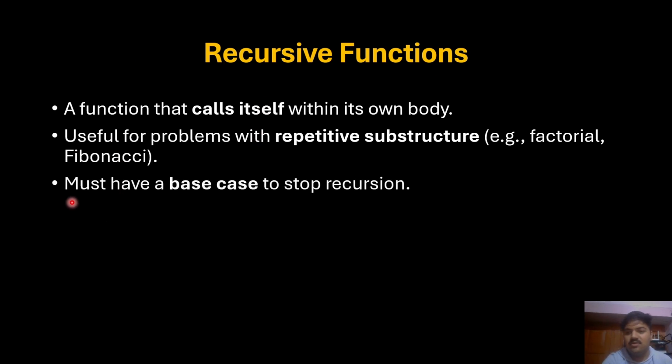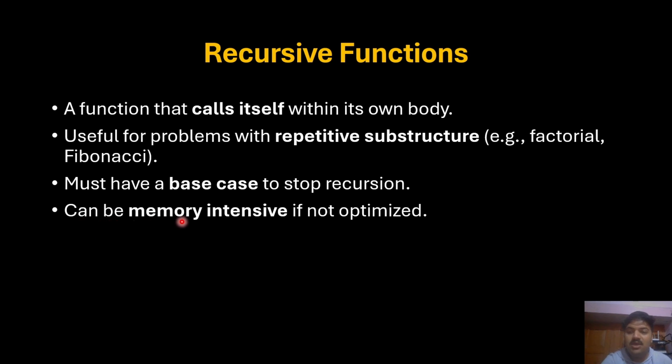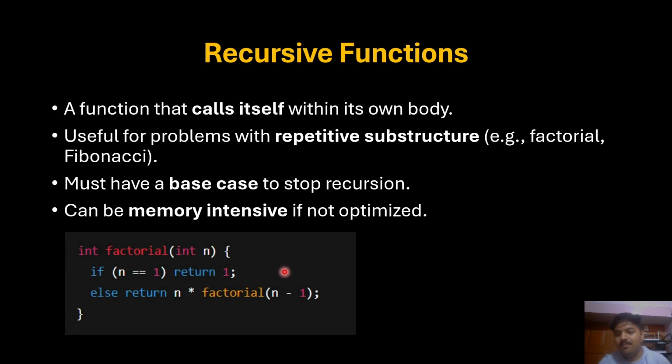Recursive functions must have a base case to stop recursion. Since it's calling itself again and again, it must have a case where it has to stop. Otherwise, it will be an indefinite recursion. It can be memory intensive if not optimized. So if we don't have a base case, or we are not using it properly, it can be a heavy load on the memory, because if we have many recursive functions running in the background, it is not good for our memory.